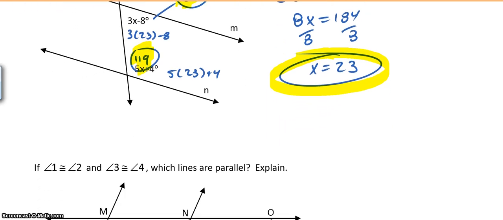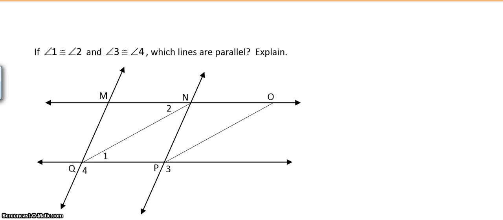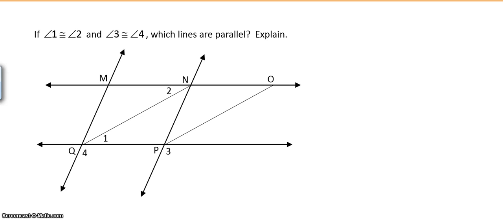Alright, now let's try to get a little trickier on you. So we have this diagram. It says if angle 1 is congruent to angle 2 and angle 3 is congruent to angle 4, which lines are parallel? Now, the tricky part about this is we got a lot of stuff going on here. We got a lot of lines. So let's focus on this first part. If angle 1 is congruent to angle 2, we need to identify which lines are parallel.